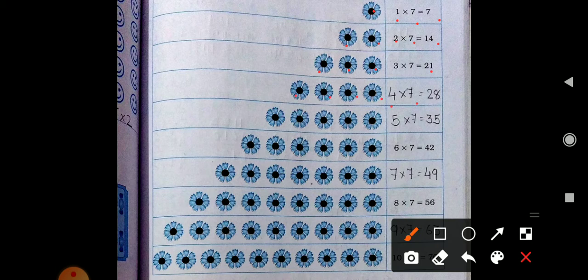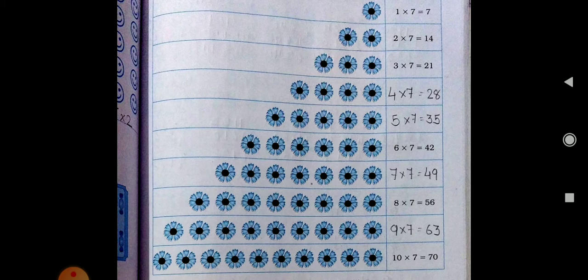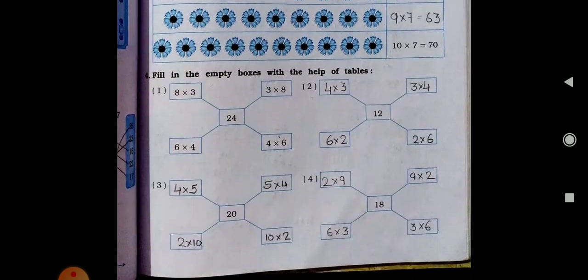So 7 fours are, or 4 multiply with 7, 28. 5 flowers. 1, 2, 3, 4, 5. 5 multiply with 7, 35. 6 flowers. So 6 multiply with 7, 42. 7 flowers. So 7 multiply with 7, 49. 8 flowers. 8 multiply with 7, 56. Same like this, 9 flowers, 9 multiply with 7, 63, and 10 flowers, 10 multiply with 7, 70. So he has completed the 7 table. 7 का टेबल यहाँ complete हो गया.